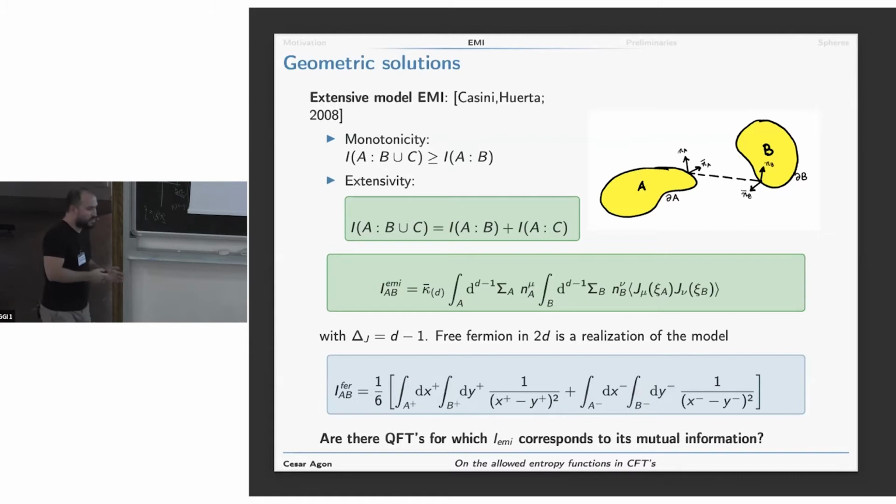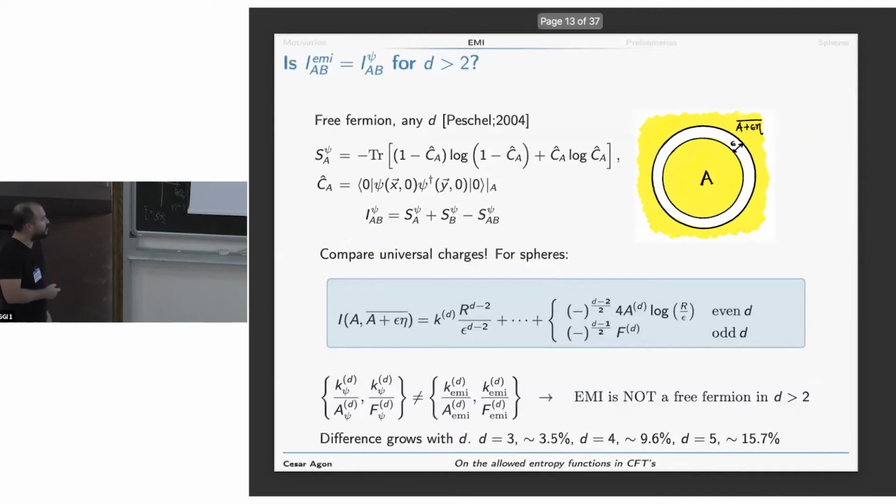Okay, so the question that we would like to answer here is whether there exists a CFT such that this model represents the mutual information for any arbitrary regions. And I will try to motivate that. First of all, a natural guess is that, okay, we already mentioned that in D equal two, the model is the free fermion, so maybe it's very easy to guess the answer. Maybe it's also free fermion in arbitrary dimensions. But this was already discussed again in the original paper, and the answer is unfortunately no.